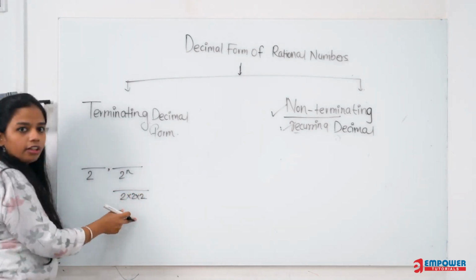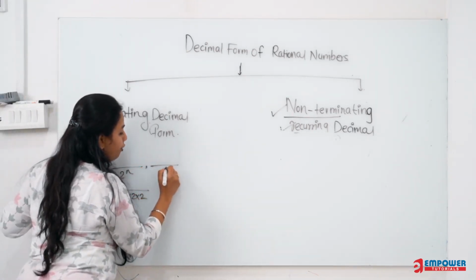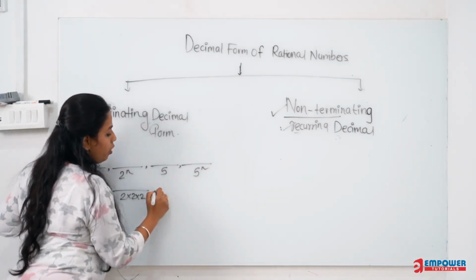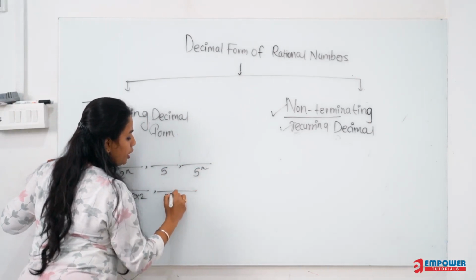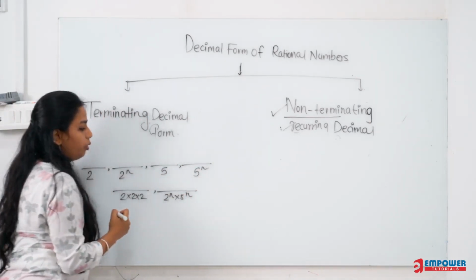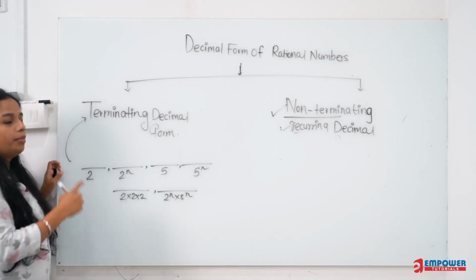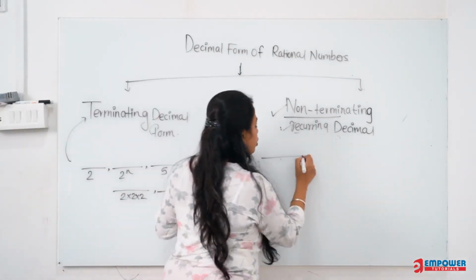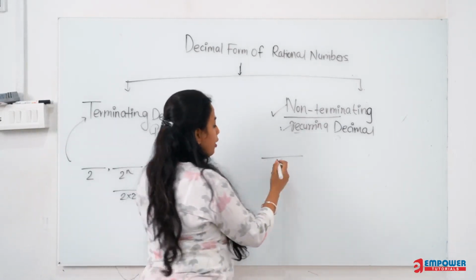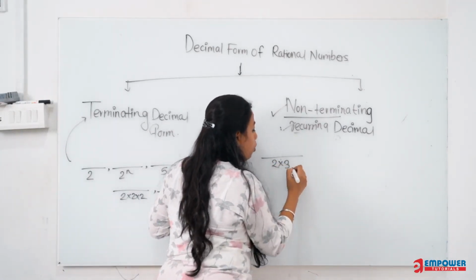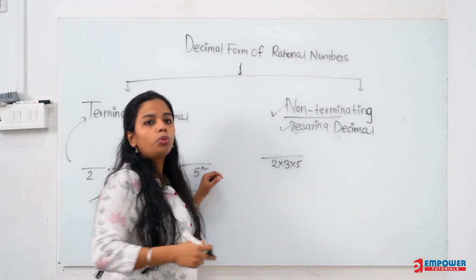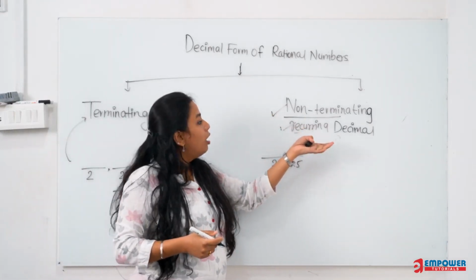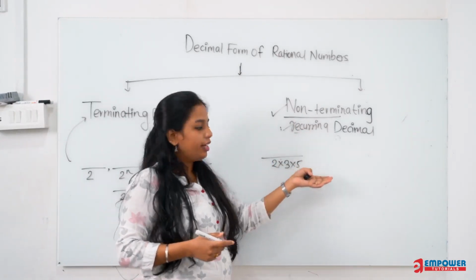It can be anything, okay? And if you have 5 in the denominator, or 5 raised to n in the denominator, or the combination of 2 raised to n into 5 raised to n in the denominator, you will tend to get terminating decimal form of rational number. And other than this, if you have any number that is not a combination of 2 or 5, then you won't get a terminating form of rational number. You will tend to get non-terminating decimal form of rational number.